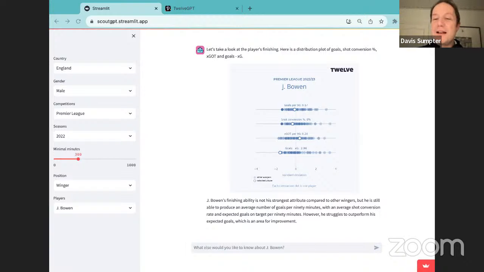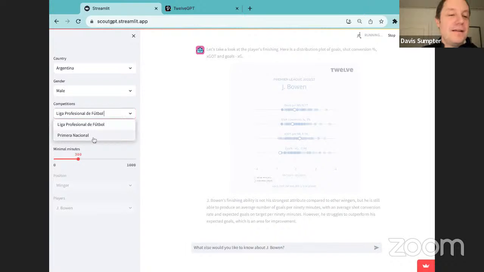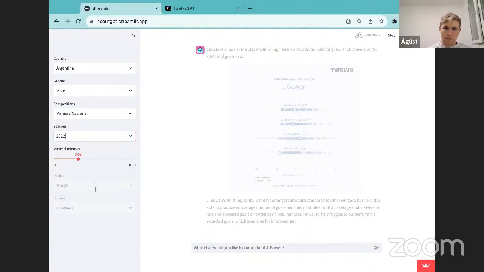Has anyone got any players they'd like to try? Oh, right. Okay, I've got one here. Do you think we've got the second division in Argentina? At least we've got the first division. Now I'm not sure. Is the second division Primera Nacional? We've got 2022, and he's interested in Mario. What position does Mario Sanabria play? I need to know what position he plays in order to take him. Winger, I think. Okay.